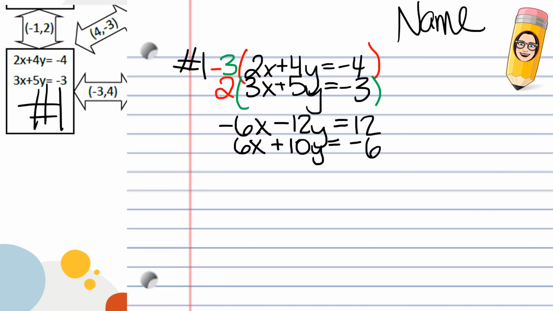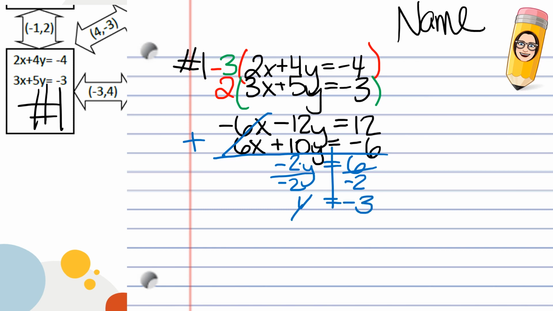Our next step, I call it old school addition. -6x plus 6x cancels. Perfect. That has to happen. If that doesn't happen, something's already wrong. Let's look at the y values. -12 plus 10 is -2y. Equals falls down. 12 plus -6 is +6. What we've done is created a little mini equation we can solve. Instead of times -2, let's divide by -2, and I get a y value of -3.